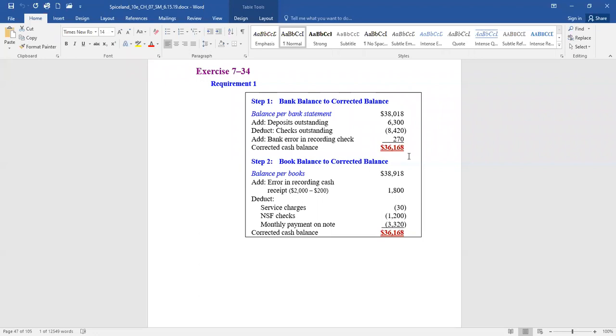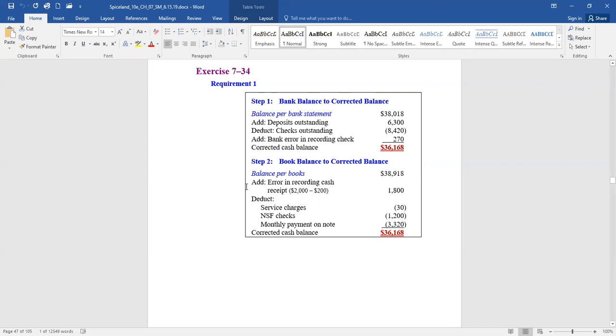And then there's another monthly payment on the note. We pay a monthly note directly to the bank, or it's deducted directly by the bank from this account. Oh, we must have forgotten to record it in our checkbook. That's the assumption there. So we have to subtract those things and add the error. If we had everything recorded in our checkbook properly, the balance in the checkbook would have been $36,168. So the correct balance of the cash account is $36,168.